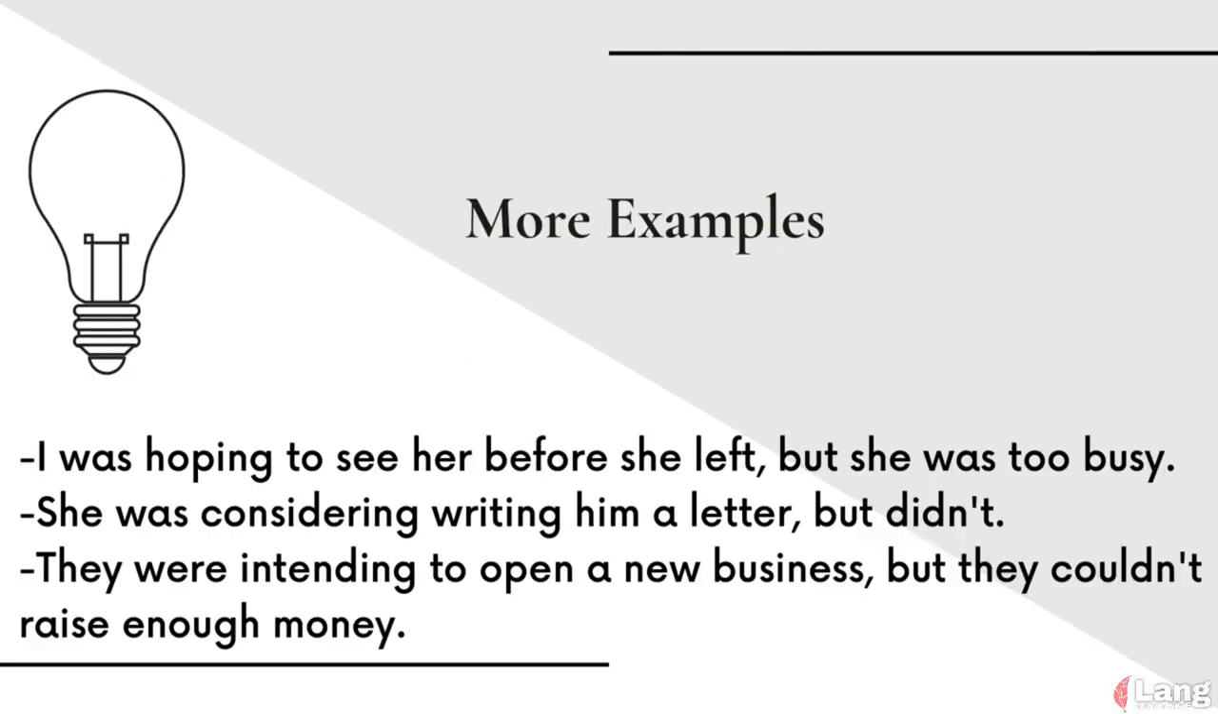I was hoping to see her before she left, but she was too busy. She was considering writing him a letter, but didn't. They were intending to open a new business, but they couldn't raise enough money. In these sentences, you could also use the past simple. I hoped to see her. She considered writing. They intended to open. And in this case, past simple and past continuous will have the same meaning.